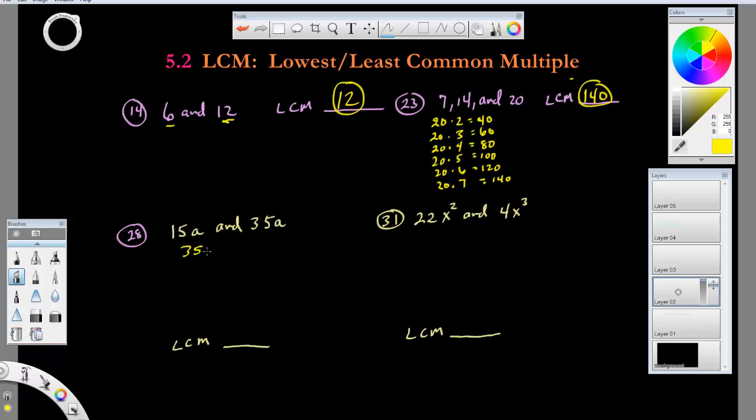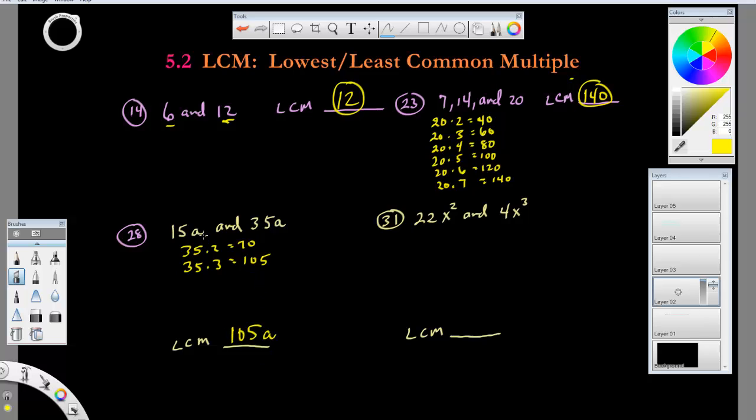So you try 35 times 2, which is 70. See if 15 goes into 70. It doesn't. So you try 35 times 3, which is 105. I do believe. Yes, 105. And 15 does go into it. Let's see. It goes into it 7 times.